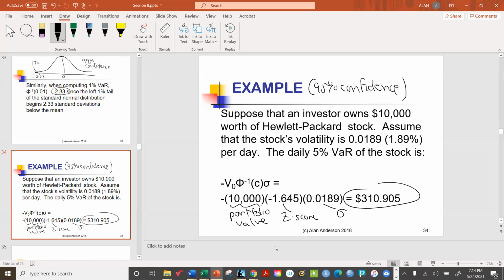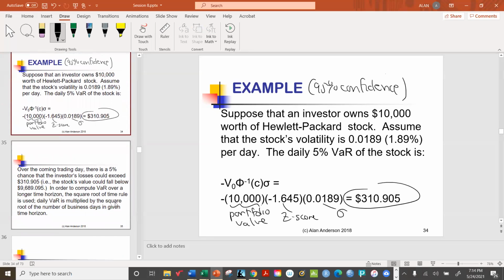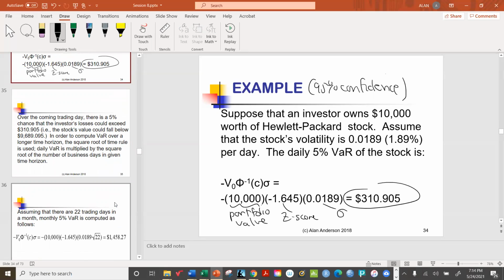Not a huge amount, but it's only $10,000. Now, what if we decided to go for a monthly VAR instead of daily? That means we have to adjust the volatility. We have to use the square root of time rule, and keep in mind that we're assuming there's 22 trading days in a month. So we're going to multiply this not by 22, but by the square root of 22, which is approximately 4.69. So what does that do to our VAR?